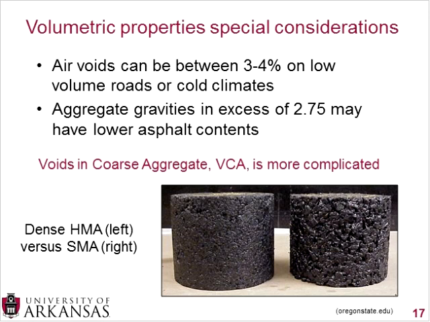And also, if your aggregate gravity, so the specific gravity of the aggregate you're using, is above 2.75, you may also want to lower your asphalt content. And that has to do with some of the mix proportioning and such. So the air voids can actually change, and also the asphalt content as well, depending on your volumes, your climates, and then also the aggregates that you're using.